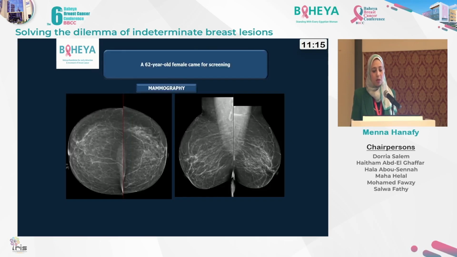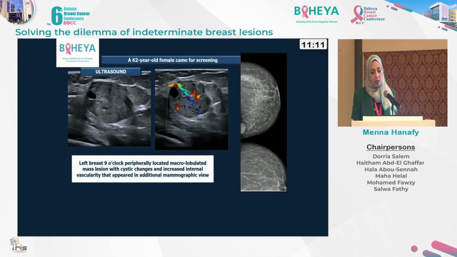A 62-year-old female came for screening. Her mammography was unremarkable, yet ultrasound revealed left breast 9 o'clock peripherally located macrolobulated mass lesion with cystic changes and increased vascularity that appeared in additional mammographic view. Biopsy was done. It was encapsulated papillary carcinoma.